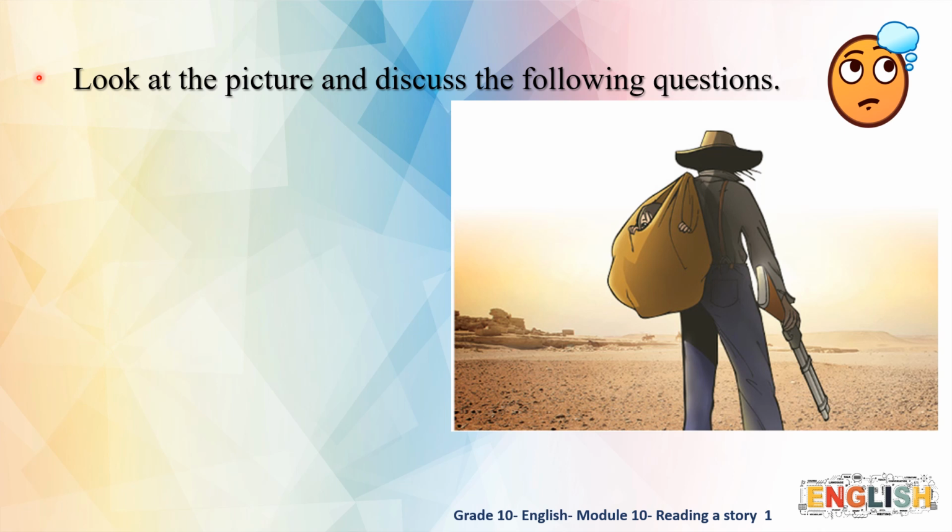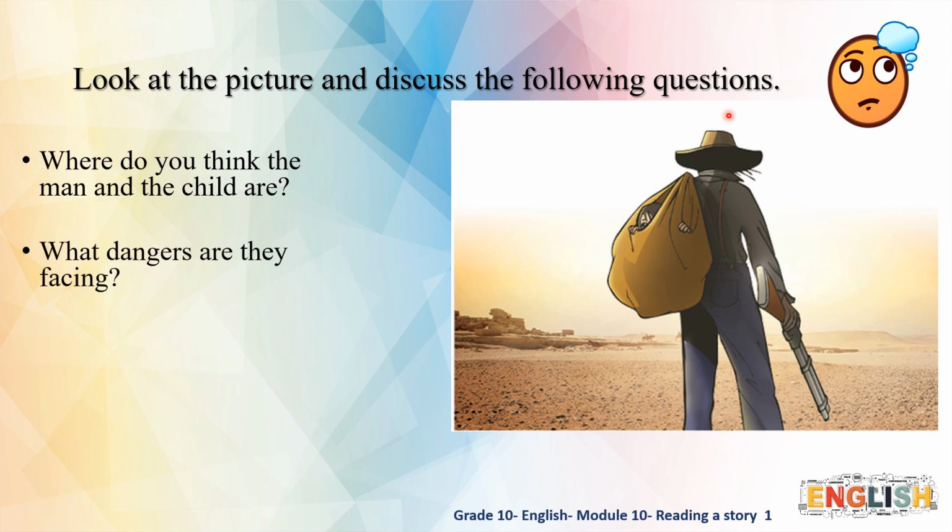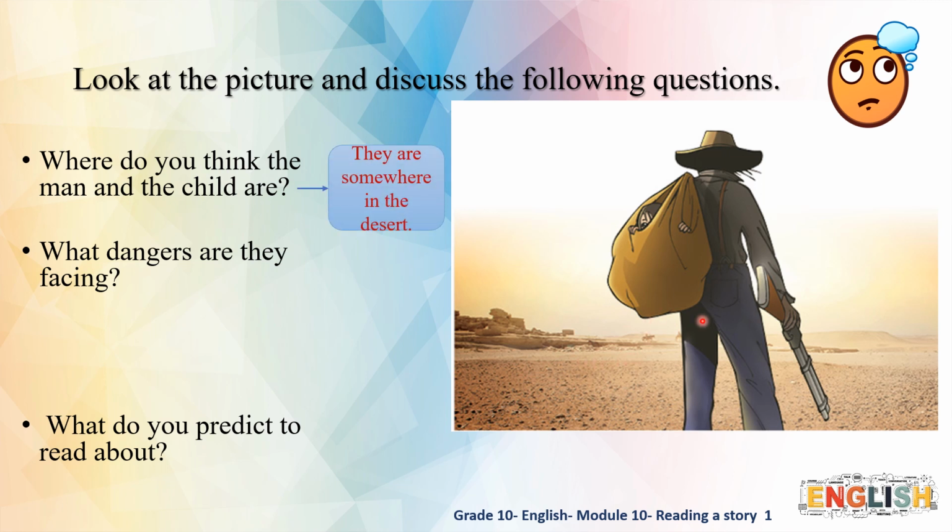Let's get down to business. Look at the picture and discuss the following questions. We have 3 questions about this picture in order to predict what the story will be about. First of all, look at the man. Where is he? Where do you think the man and the child are? They are somewhere in the desert. So where is the child? The child is inside this bundle, and this is called a bundle.